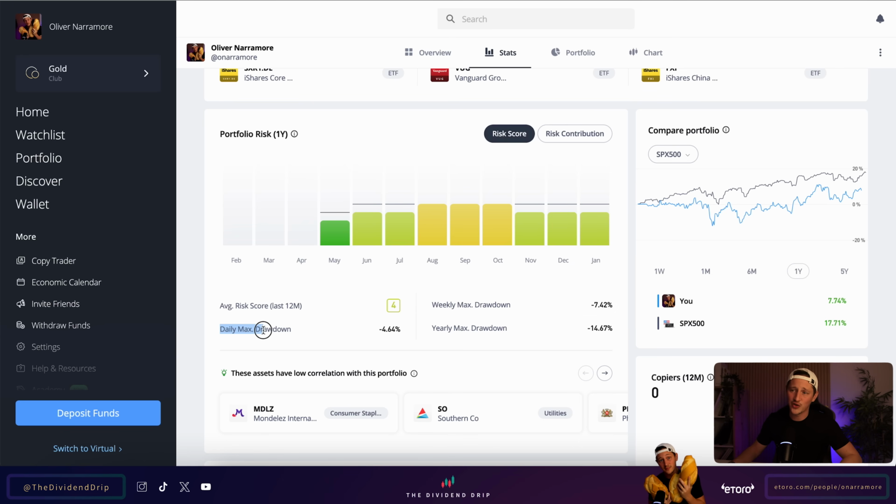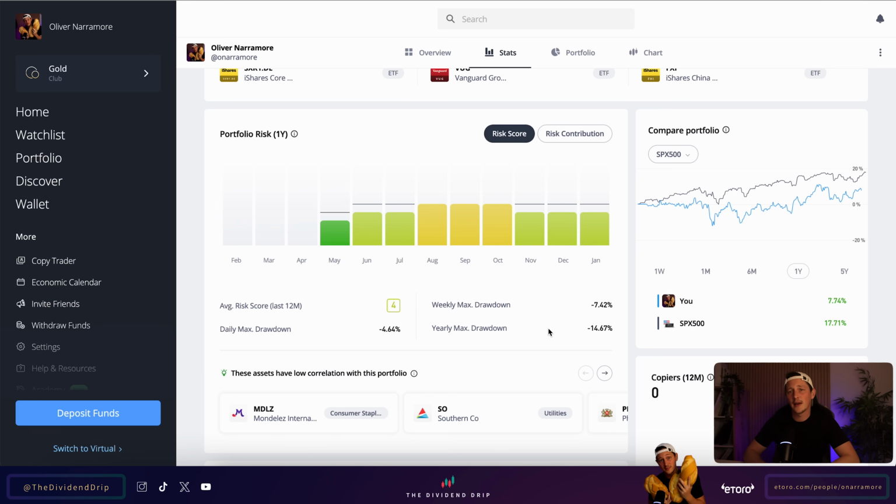You can also look at your max drawdowns. So a drawdown is how much your portfolio has dropped in that period of time. So my maximum one-day drop in my portfolio was 4.64% down. The maximum for the week, 7.42%, and the maximum yearly has been 14.67%. Okay, so this is a really good thing to look at if you're quite risk averse.